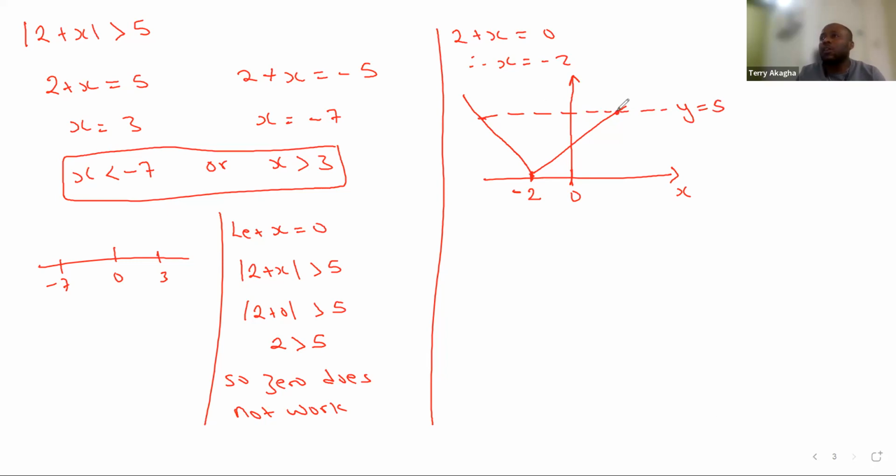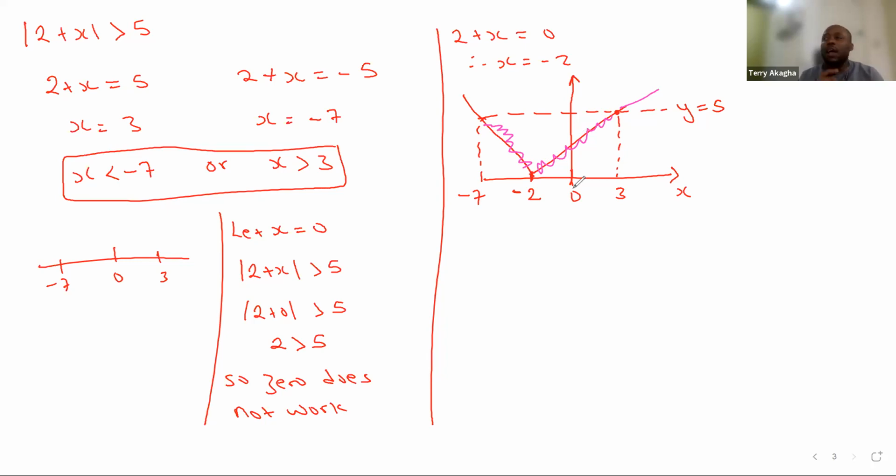So that means the higher point was 3, and the lower point is what? Minus 7. As you can see as well, because it's greater than, it's anything above the line, so anything below the line is not going to be part of the solutions. So you can see 0 is not part of the solution.